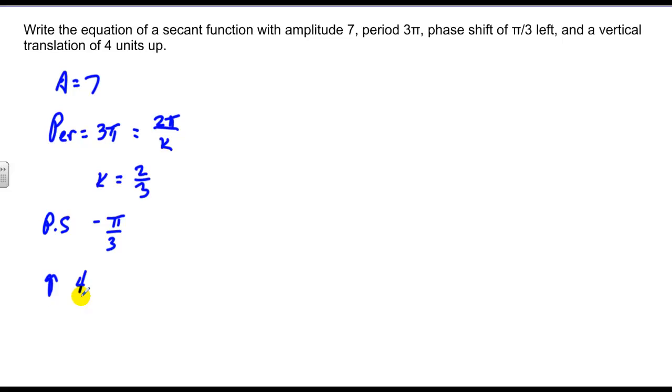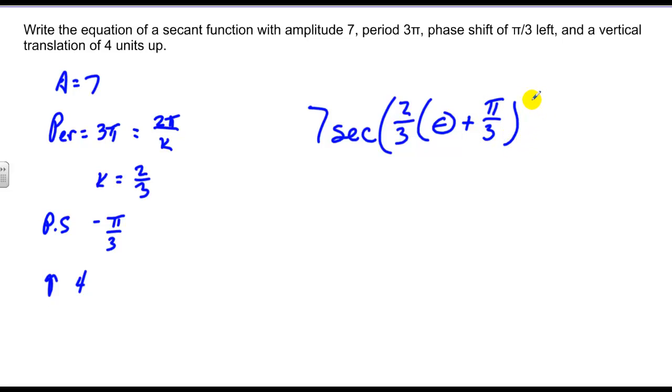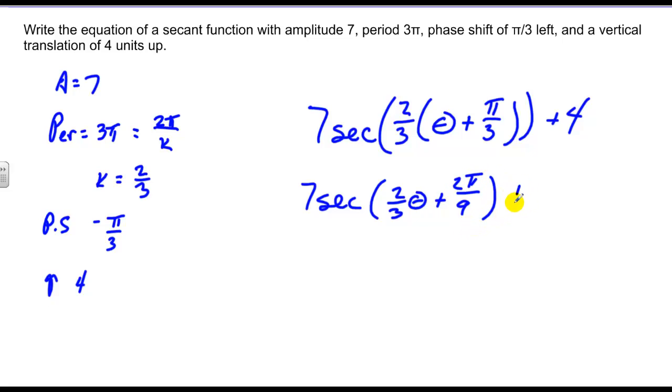and a vertical translation of 4. So if I write my equation now, I have 7 secant, and I'm going to put it in factored form since it's easier that way. 2/3 times theta plus pi over 3, plus 4. And the book may go ahead and multiply that out. So if I was to do that, that's 2/3 theta plus 2 pi over 9 plus 4.